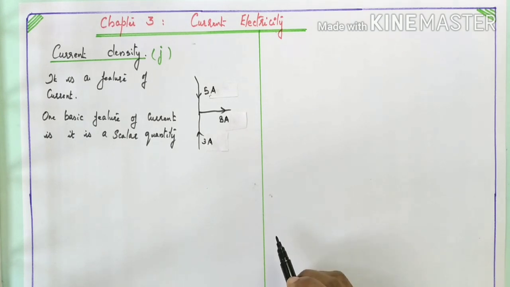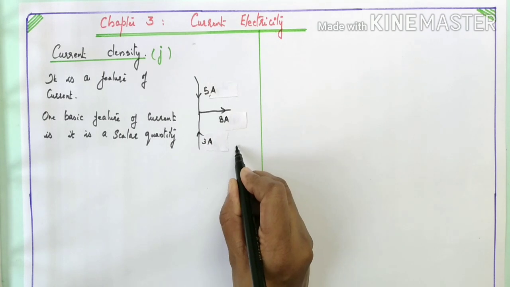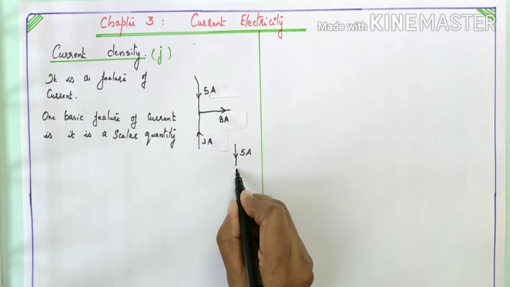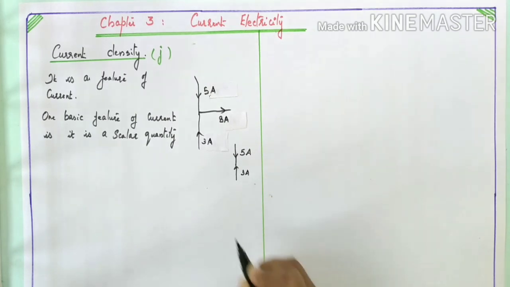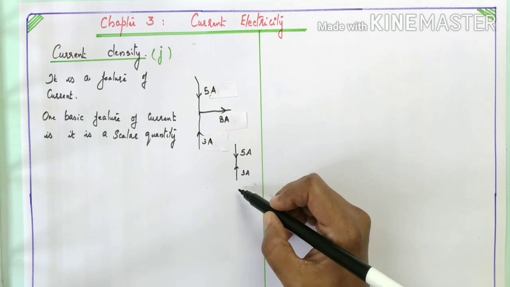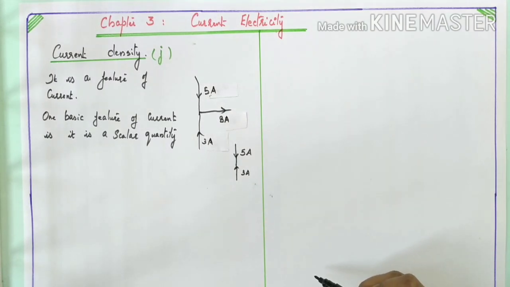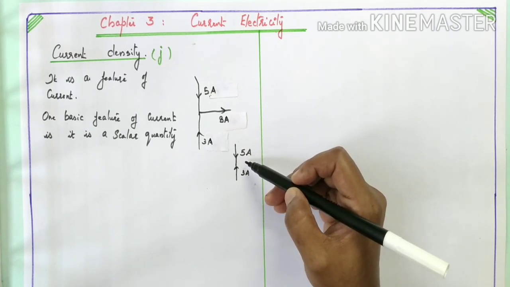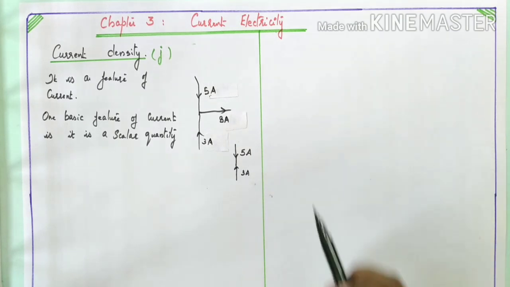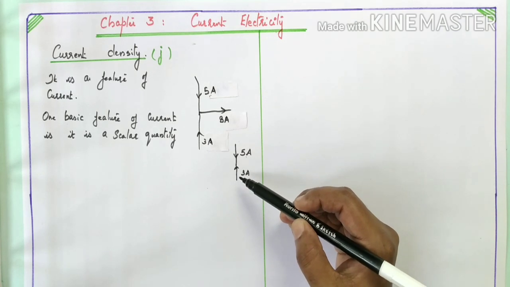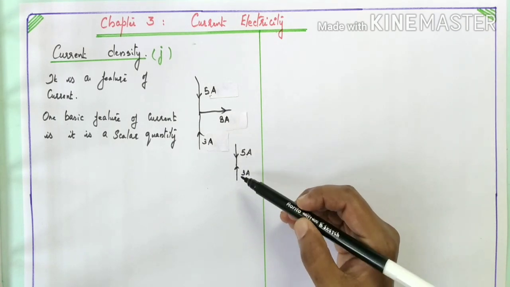But if current satisfied vector addition, for example, consider a vector downward, 5 ampere, and a vector upward, 3 ampere. We know vector addition. If one vector is in the downward direction and another vector is in the upward direction, what is the direction of the resultant? Downward, because this magnitude is greater. So what is the resultant? It will be 2 ampere in which direction? Downward direction. That is vector addition. So using the vector addition method, 5 ampere and 3 ampere combine to form 2 ampere, and the direction will be downward.